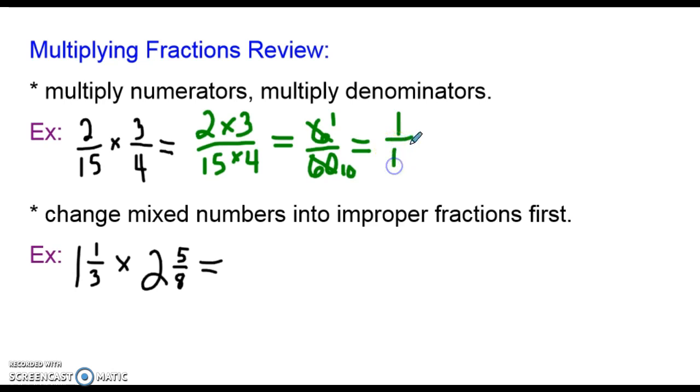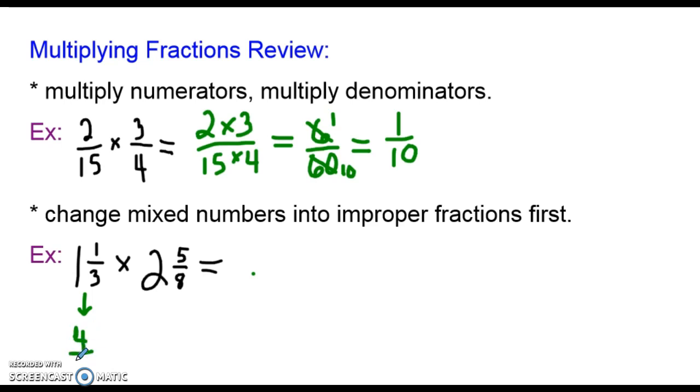So that's normally the way I would multiply fractions, right? That's the way we're used to doing it. Now, one more quick review. Remember that if we have mixed numbers, we have to first turn those into improper fractions, right? So if I have 1 1/3, remember this 1 right here just stands for 3/3. So really I have 3/3 and another 1/3, which is going to give me 4/3.